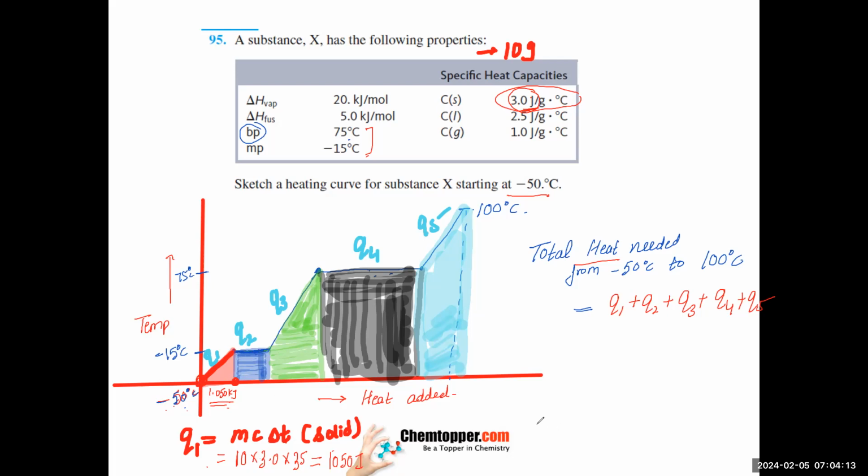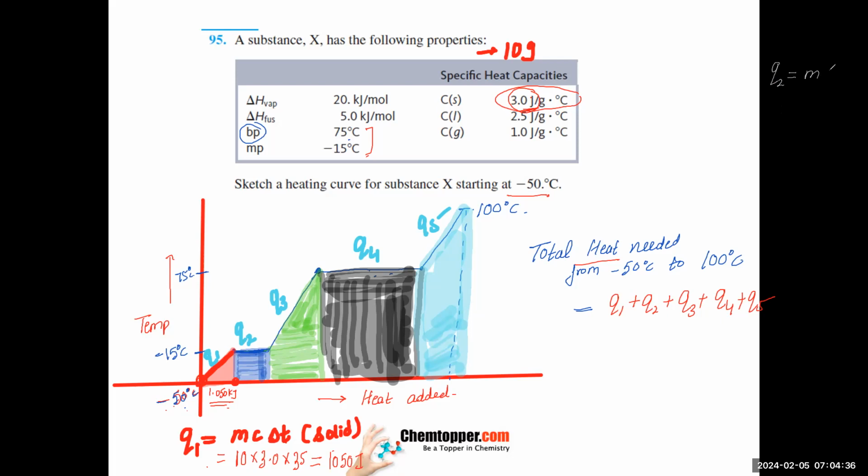I'm writing here. For Q2, I think I should use this space for writing. For Q2, is there any rise in temperature? No. Can I use MC delta T? No, delta T is 0. So what am I going to use? I'm going to use this equation.